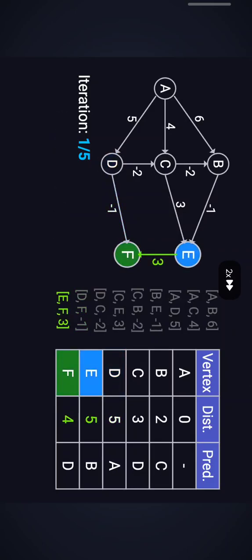Finally, we check the edge from E to F, which has a weight of 3. Since E's shortest distance is 5, 5 plus 3 equals 8, which is greater than F's current distance, 4, so no update is made. At the end of the first iteration, the shortest distances from A to B, C, D, E, and F are now 2, 3, 5, 5, and 4, respectively, with predecessors updated accordingly.